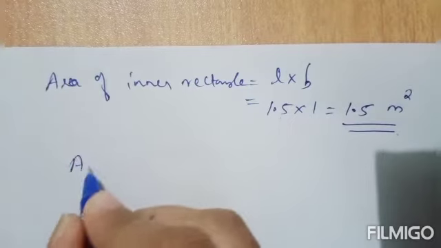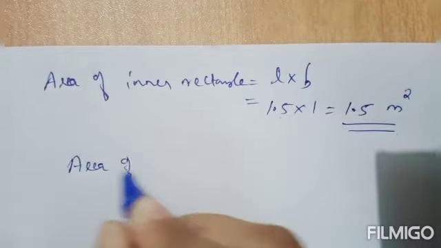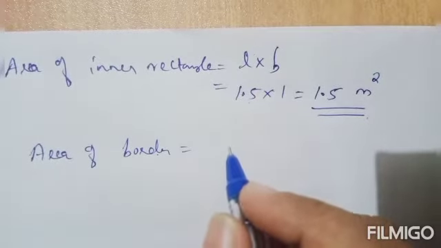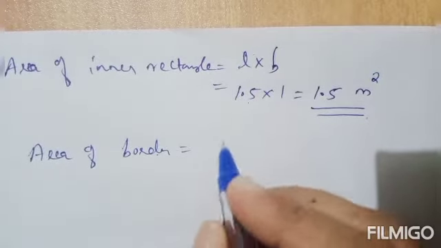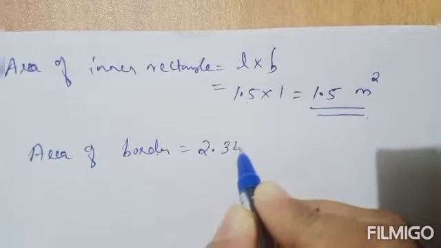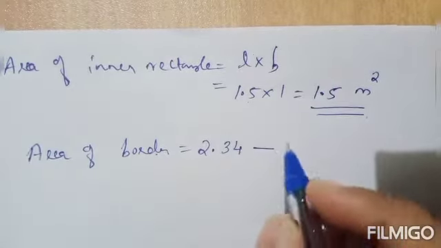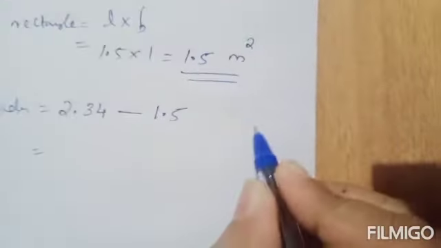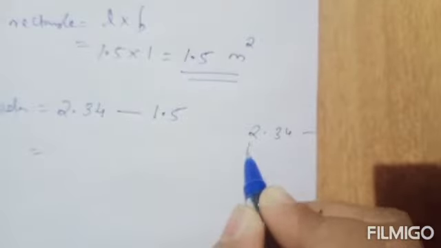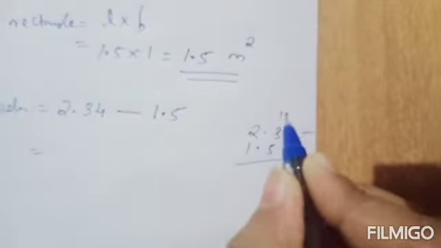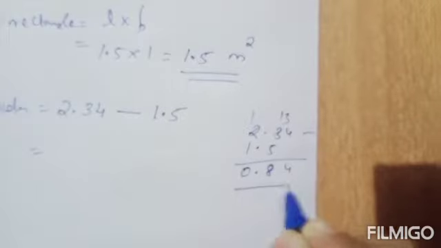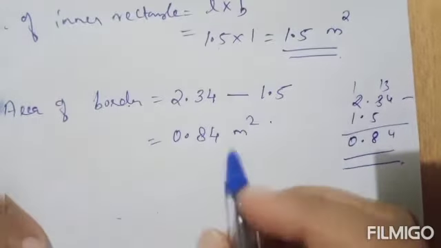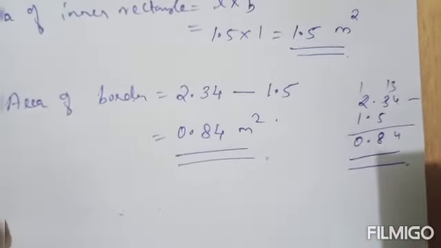Now you can find the area of the border. It is the area of the outer rectangle minus the area of the inner rectangle. The area of the outer rectangle we got is 2.34 square meter, minus the area of the inner rectangle, 1.5 square meter. So 2.34 minus 1.5 you can find now. You will get 0.84. So 0.84 square meter is the area of the border.